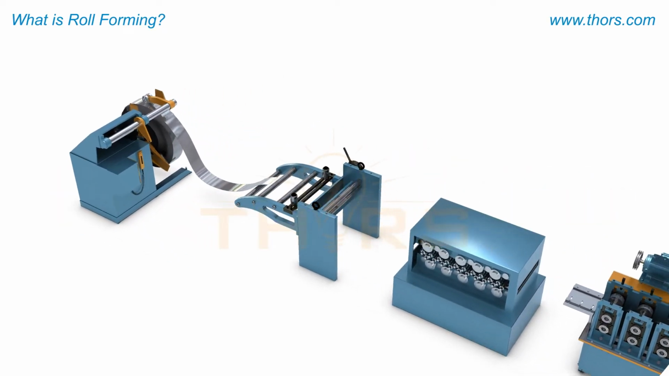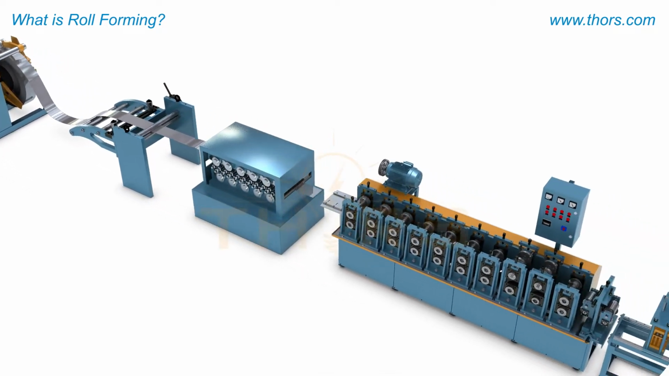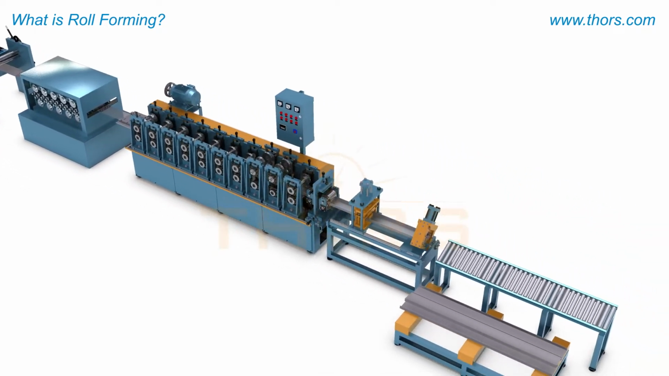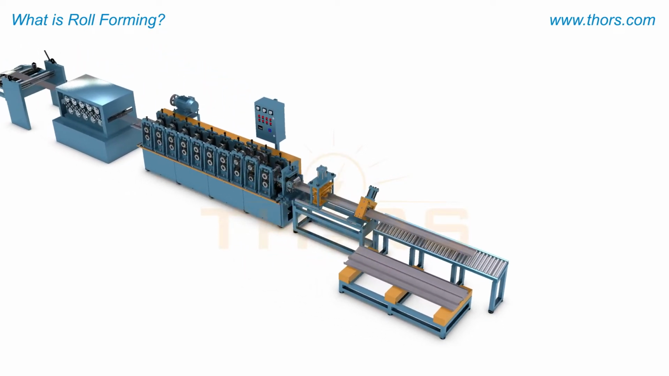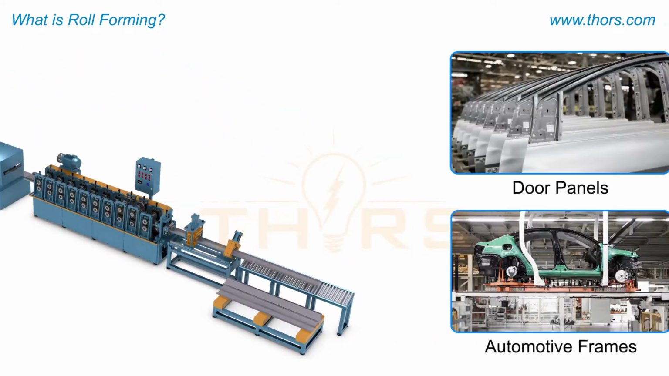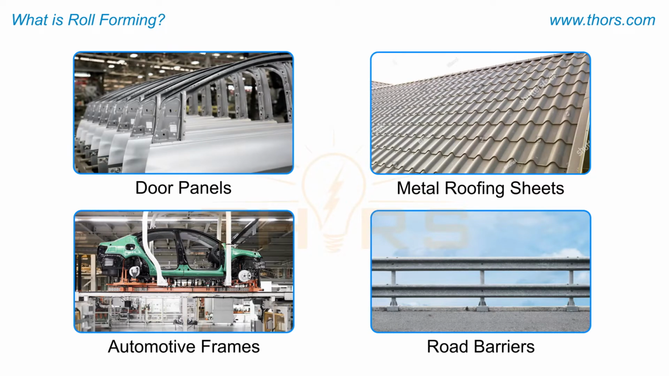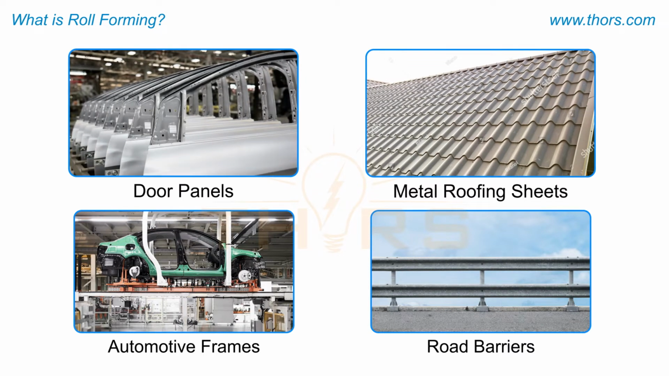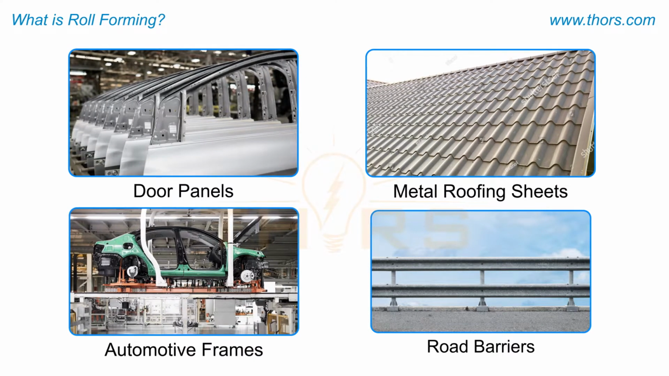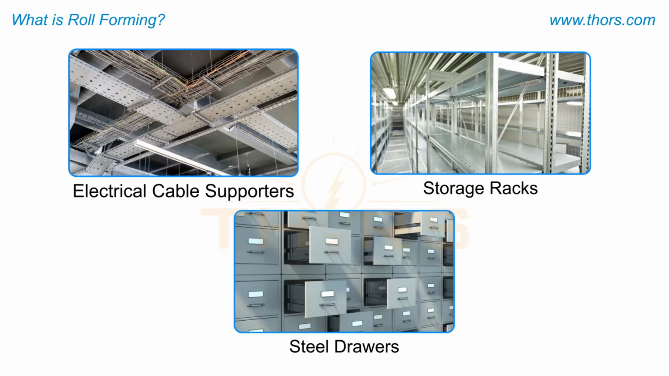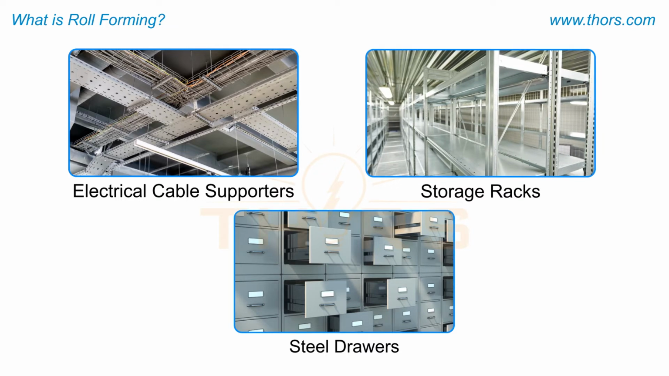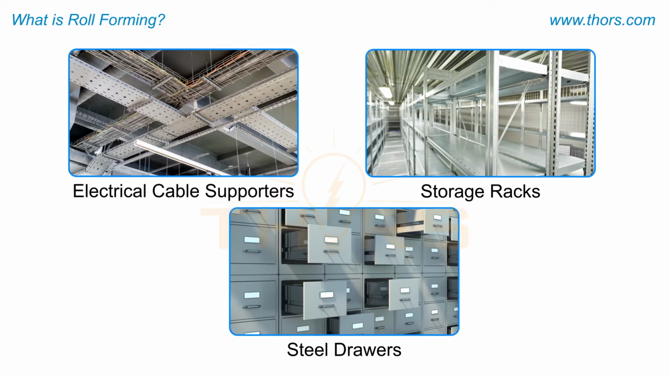Roll forming is a metal forming process in which the material strip undergoes a series of folding or bending processes, or both, to get a desired shape. Roll forming is used in producing products such as door panels, metal roofing sheets, automotive frames, road barriers, electrical cable supporters, storage racks, and steel drawers.